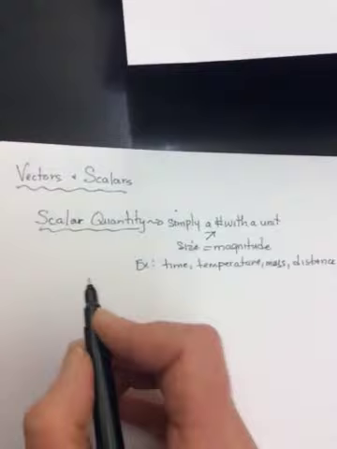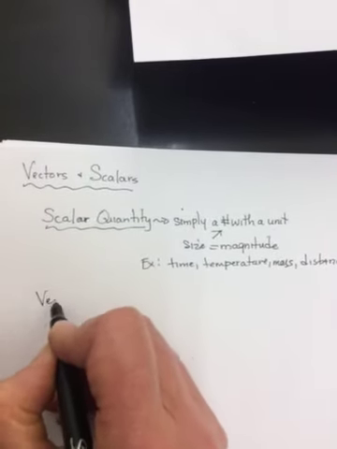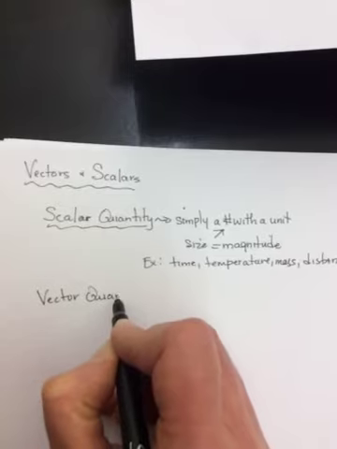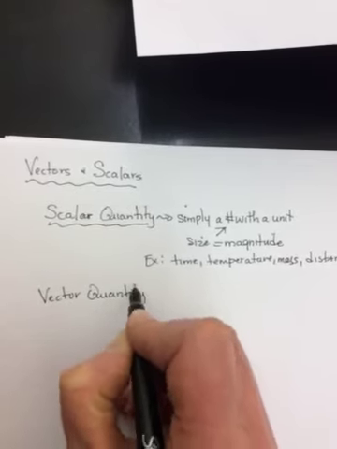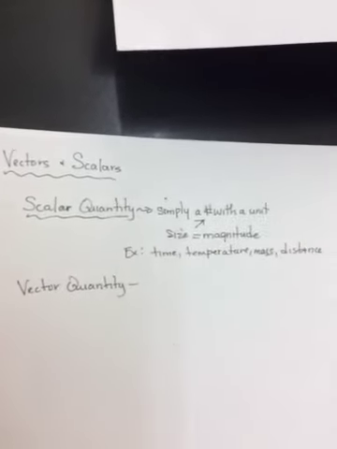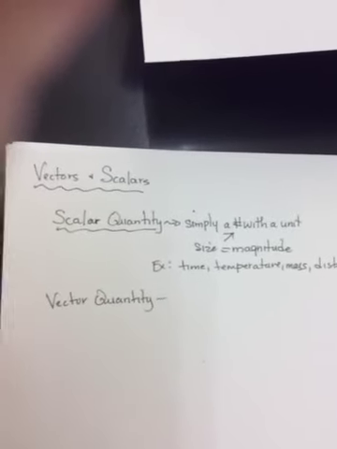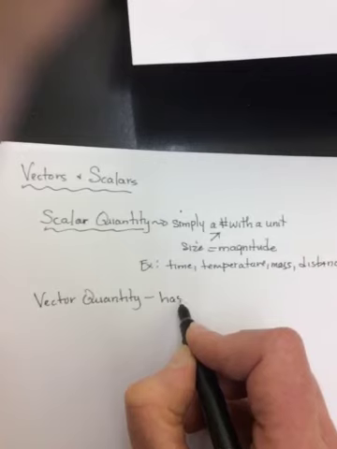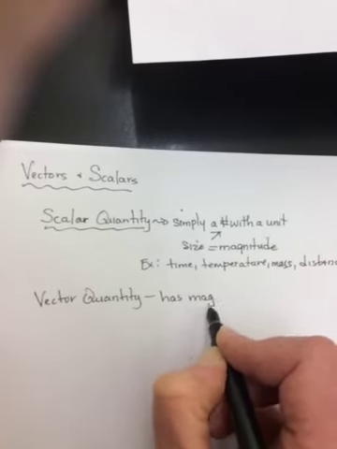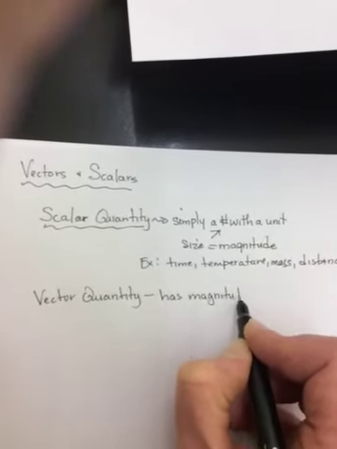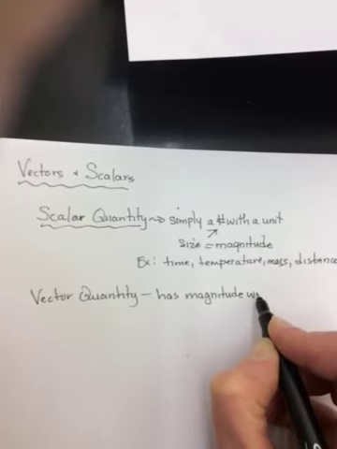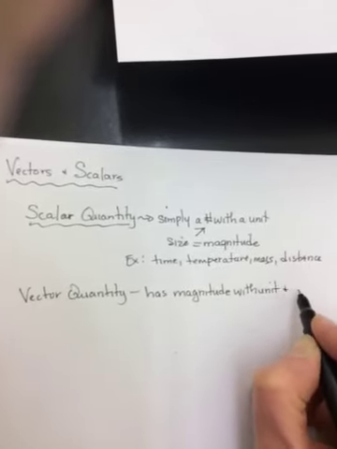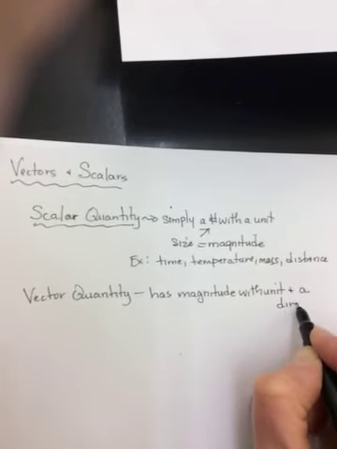Okay? The other one, vectors, vector quantities. A vector quantity is something that not only has a number with a unit, but it also needs a direction. So it has magnitude, which we said was size, magnitude with unit, and a direction.